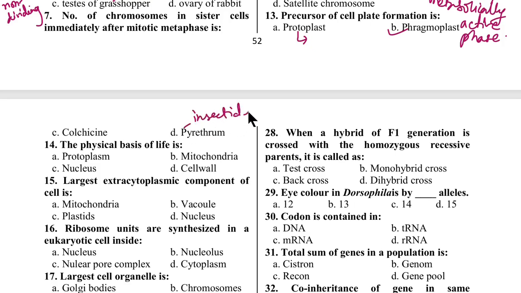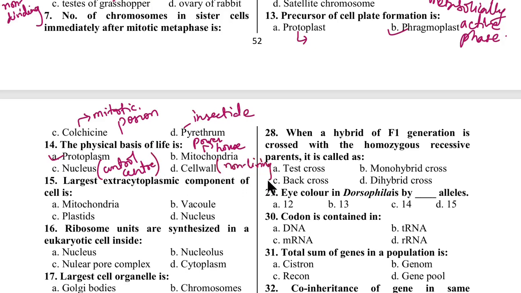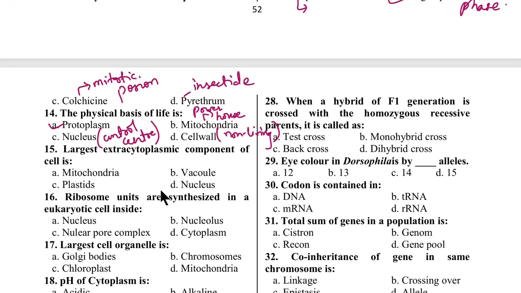It is the insecticide obtained from the flower chrysanthemum. Colchicine is the mitotic poison. The physical basis of life is obviously protoplasm. Mitochondria is called the powerhouse of the cell. Talking about the nucleus, it is called the control center, obviously the brain of the cell. And the cell wall is a non-living part that helps with mechanical support or giving shape to the structures.